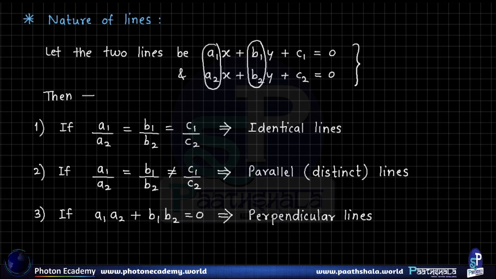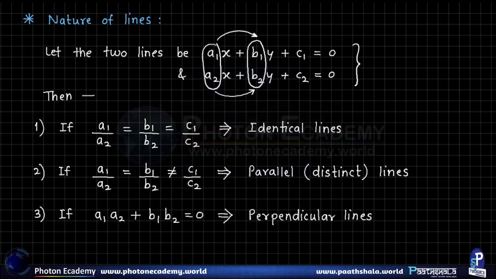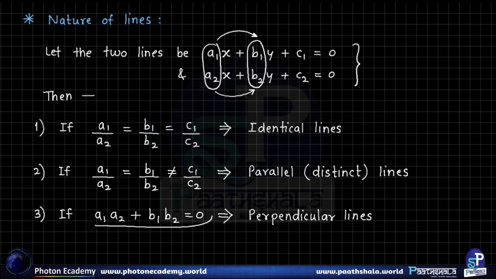Now why parallel? Because a1 is to b1 and a2 is to b2. If it is the same, then the slopes of the two lines are the same, indicating they are parallel. But since the constant terms are different, the placement of the lines is different, so they are distinct lines. And lastly, if a1 a2 plus b1 b2 is equal to 0, then that indicates perpendicular lines. Now this also can be proved very easily.